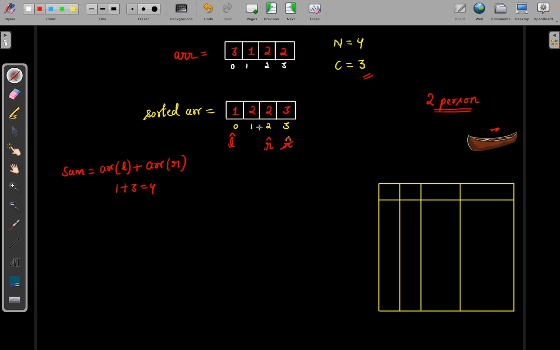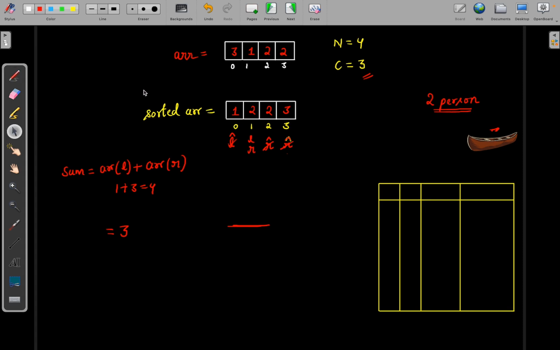Now I will again check, right? What is the sum? 1 plus 2, and that equals 3. That means I can fill both, right? I can fill my boat with both the 2 persons. So I will fill it, and after this, I will move my R pointer and I will move my L pointer too, because this person is also done. Are you getting a sense? Are you able to go in that direction of 2 pointers, right?